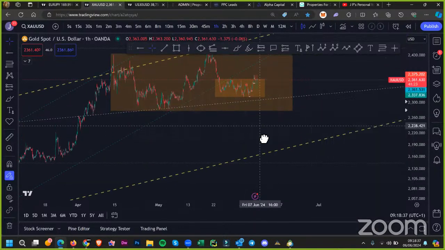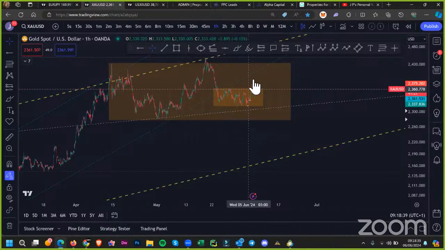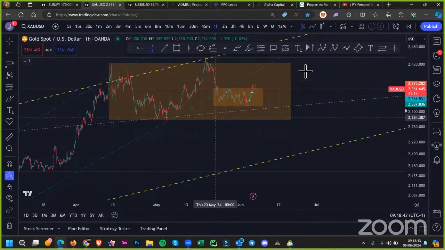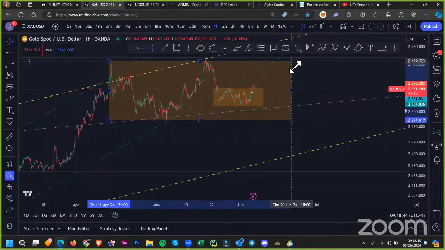Okay, but I don't necessarily love getting involved here in the middle of this yellow box. It's a bit, yeah, it's a bit leave it. Yeah, it's a little bit leave it.